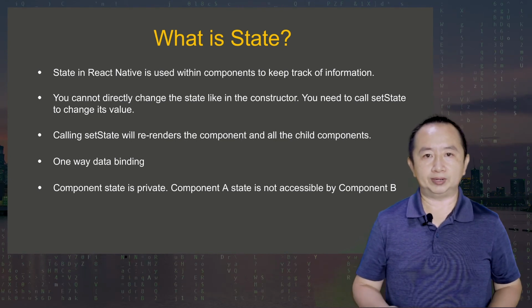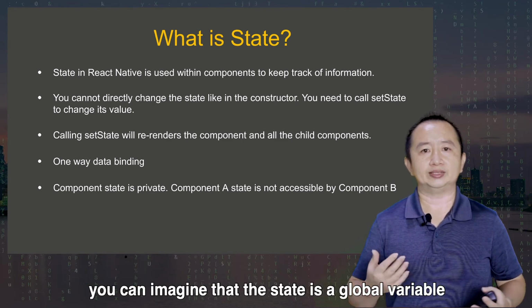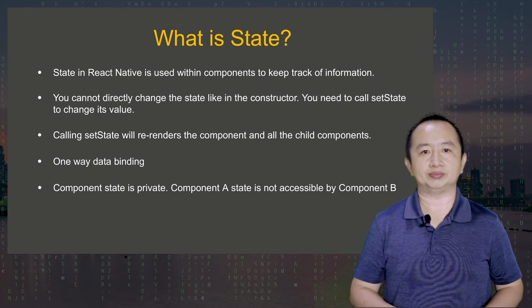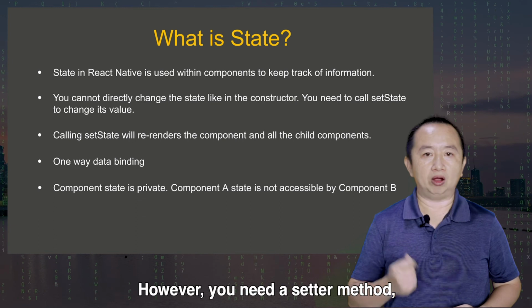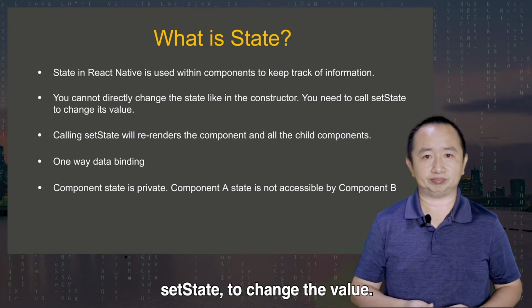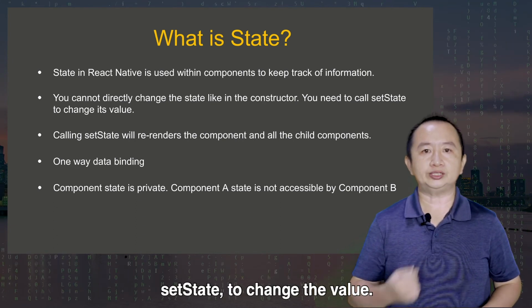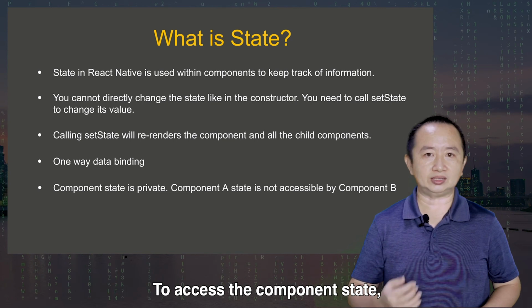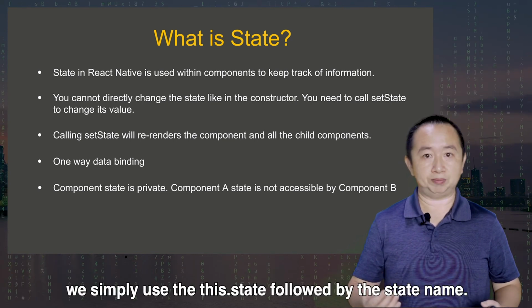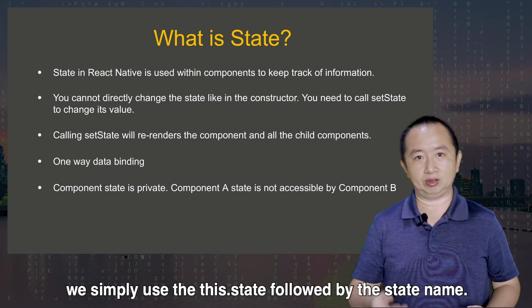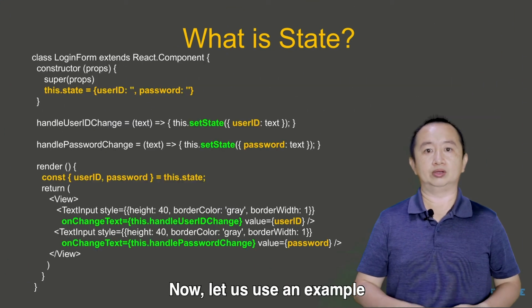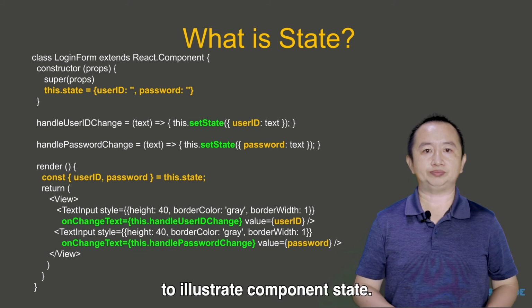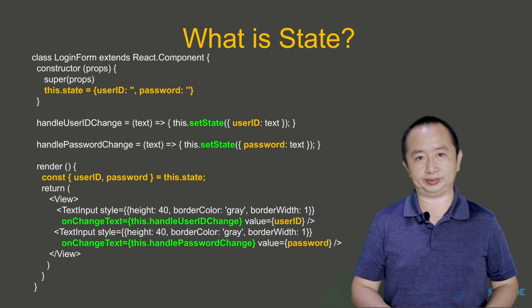To make things simple, you can imagine that state is a global variable that stores information within a component. However, you need a setter method, setState, to change the value. To access the component state, we simply use this.state followed by the state name. Now, let us use an example to illustrate the component state.